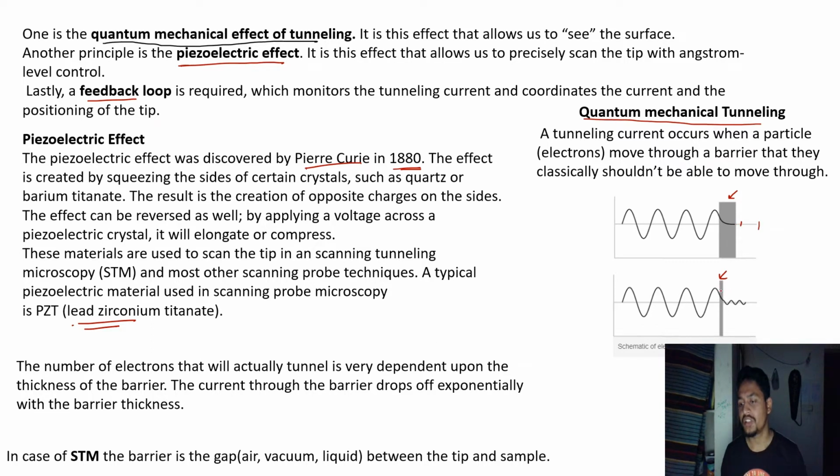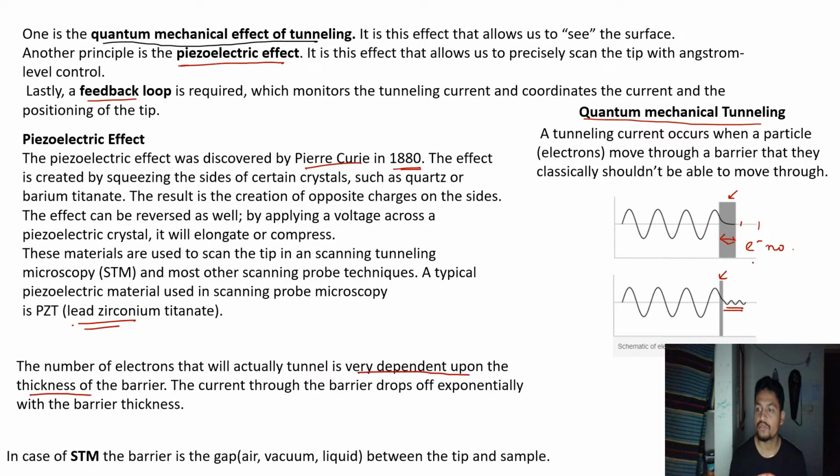But if it is not that thick, then we can get a probability of the electron tunneling through. Obviously, as it is not classically allowed, the probability is very low, so we are not going to get very many electrons, right? And the number of electrons we get depends upon the barrier thickness. So the number of electrons that will actually tunnel is very dependent upon the thickness of the barrier.